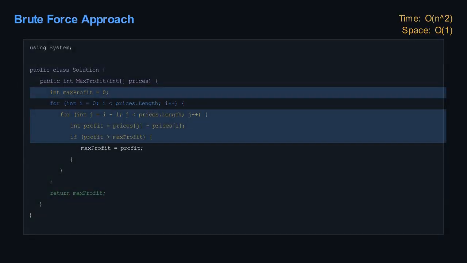The most intuitive way to solve this is the brute force approach. We basically try every single possible pair of buy and sell days. We use a nested loop. The outer loop picks the buy day, and the inner loop checks every subsequent day to see what the profit would be if we sold then. We keep track of the highest profit found so far and update it whenever we find a better deal. It's simple, but as you can imagine, checking every pair is incredibly inefficient.